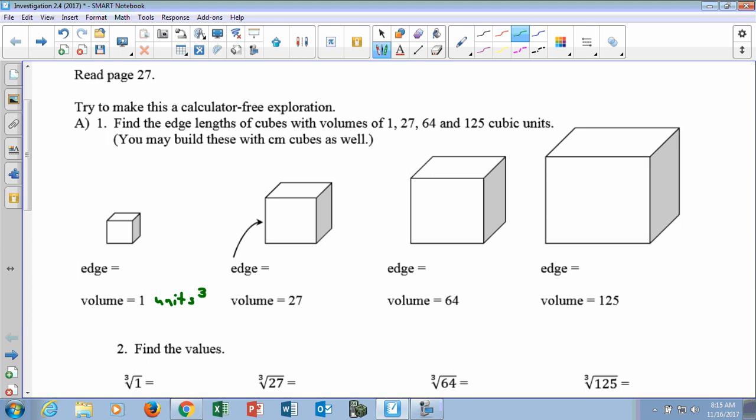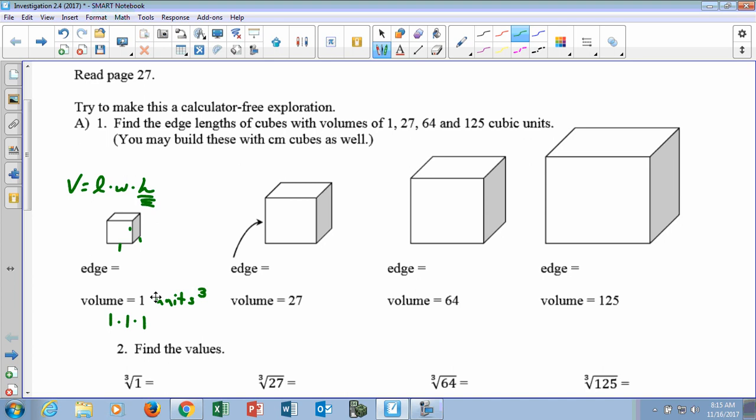So what number times itself 3 times will give you 1? 1, right, because 1 times 1 times 1. So your edges are here: length, width, and then height. And the formula for volume is length times width times height. We saw length times width with area, right? We add the height because now you make a two-dimensional object three-dimensional.